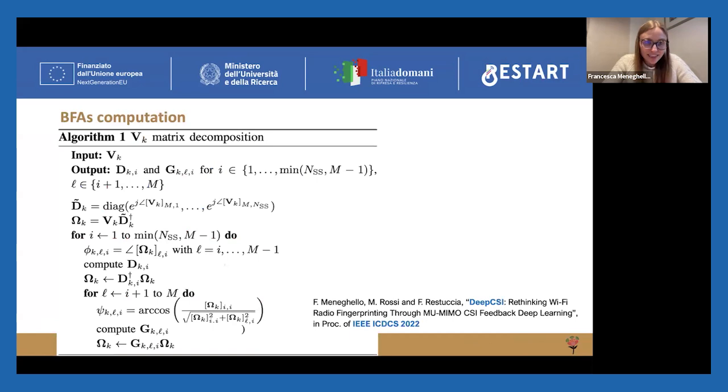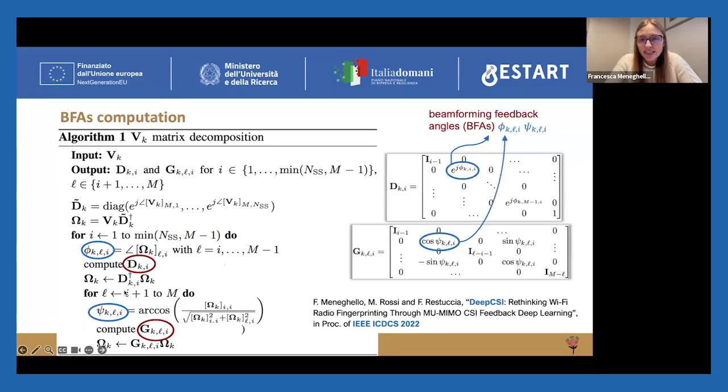So this is the algorithm that is used by the station to compute the angles. I will not go into the detail of it. If you are interested, you can find the detail in the books or in the standard or in this paper. But only to show you where the beamforming feedback angles are obtained. They are here. And these are the transformation matrices that are used for the Givens rotations.